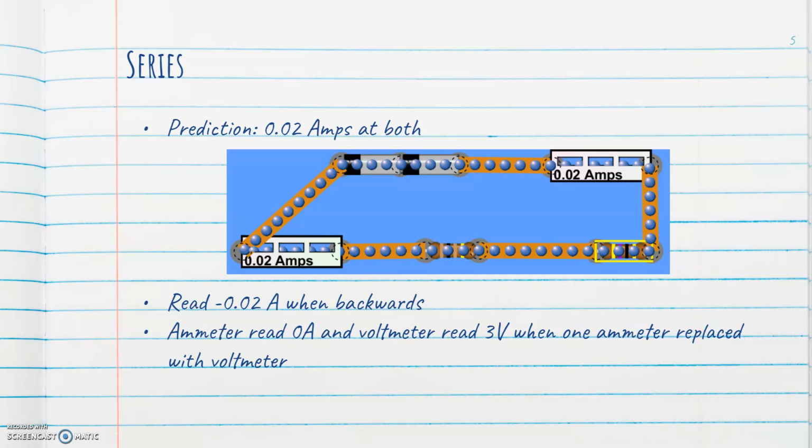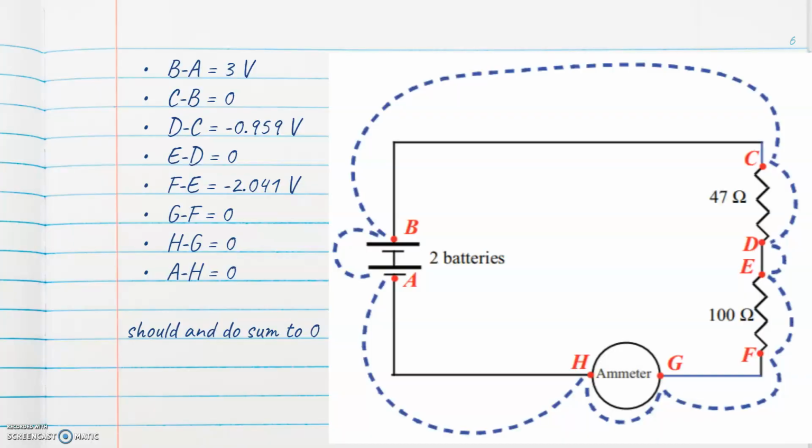The ammeter read 0 amps and the voltmeter read 3 volts when an ammeter was replaced with a voltmeter, because when you put the voltmeter in series with the circuit instead of in parallel, the current can no longer flow through it because of the great amount of resistance that it has. So you still read the potential difference, but since the current can't go through the voltmeter, it is an open circuit, and the other ammeter reads 0 because there's no current there.